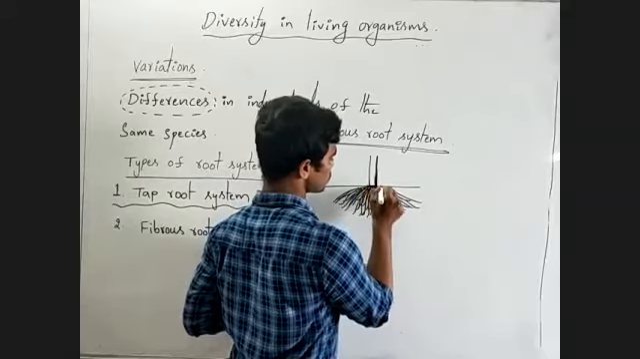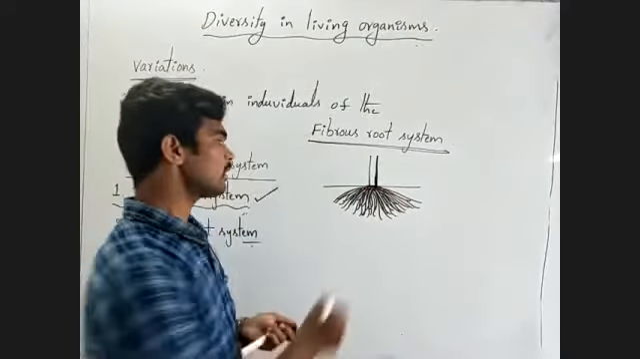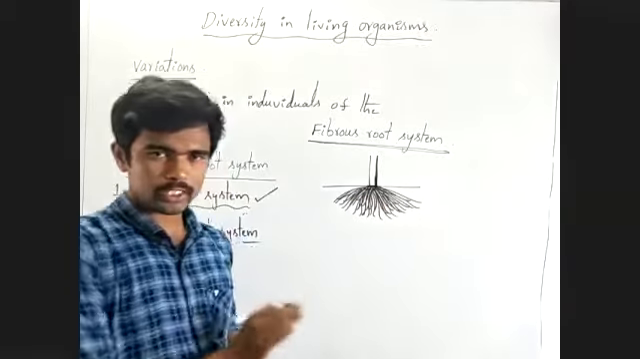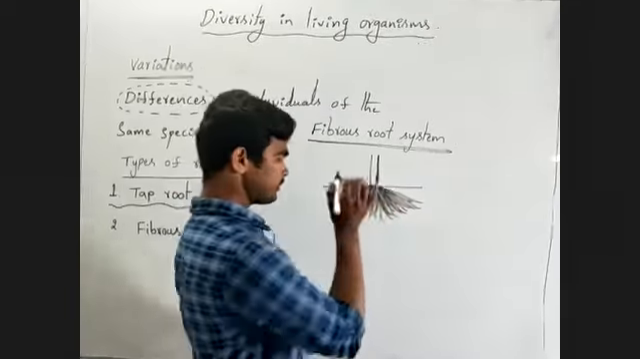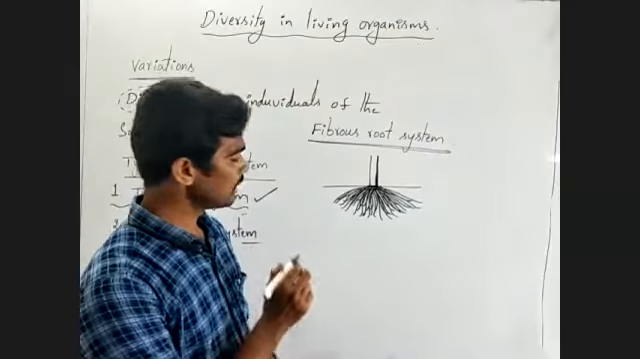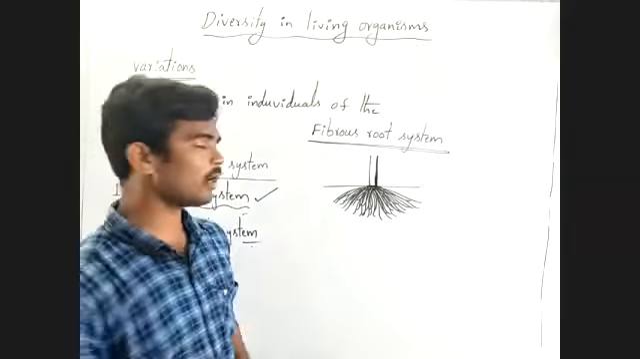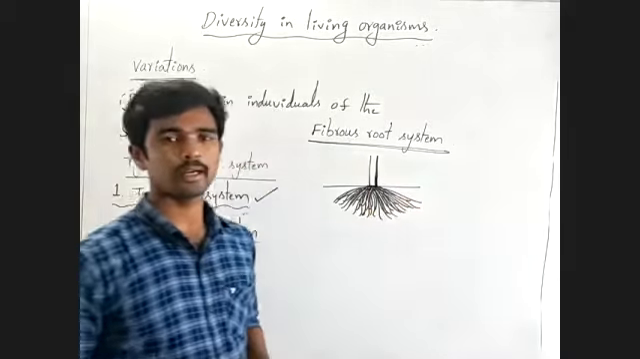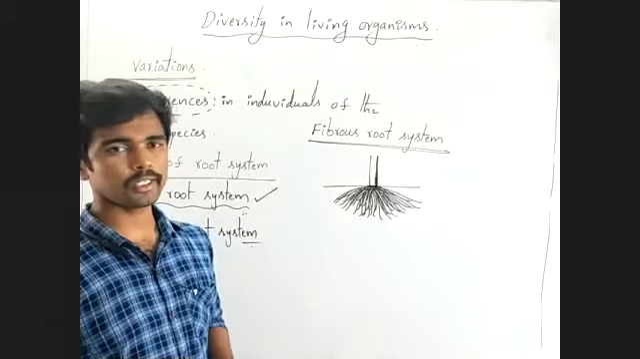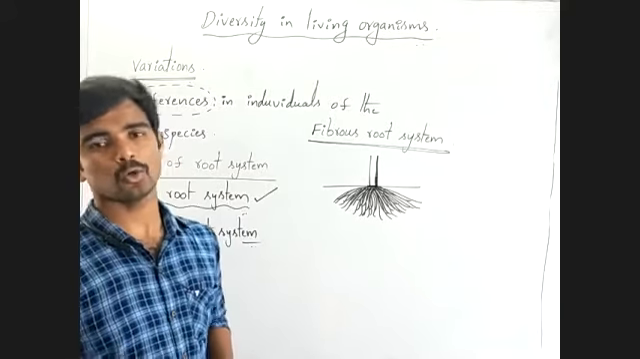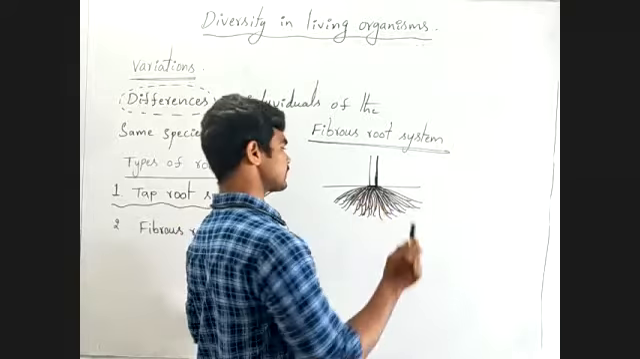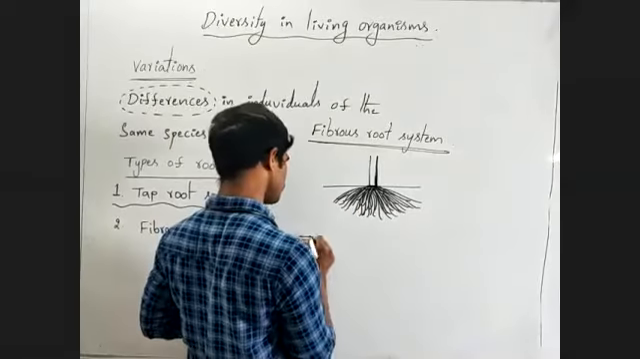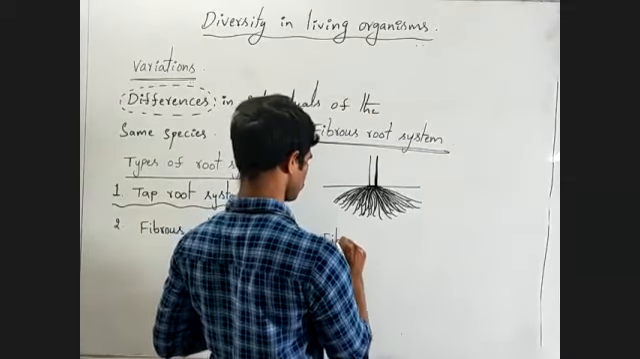Here, a mother root or taproot, a large separate root, is absent. All roots are similar in shape, length and structure. All fiber-like roots are identical. There are no large or small roots like this. Observe, this type of root system is called fibrous root system.